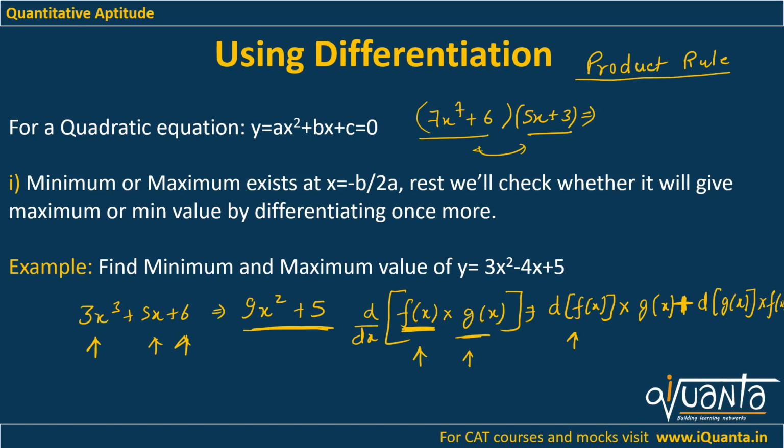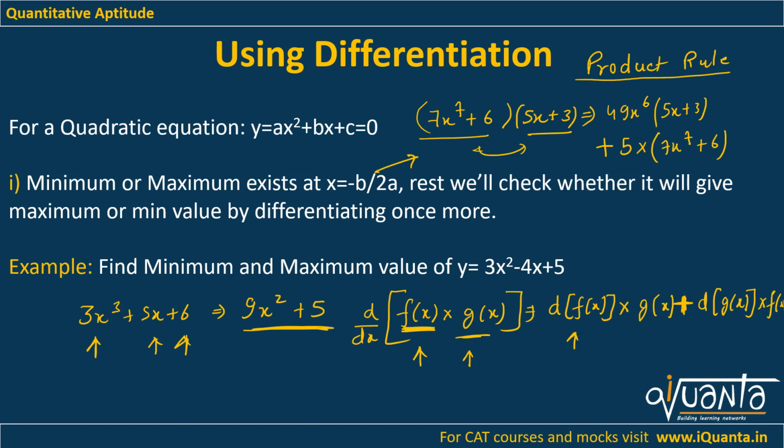So if I ask you to differentiate this expression using product rule, you will differentiate 7x to the power 7 plus 6 first. Its differentiation will be 49x to the power 6, right? And you will write the second term as it is. That means 5x plus 3, plus you will differentiate the second term now. That means 5x plus 3, its differentiation will be 5 and you will write the other term as it is. That means 7x to the power 7 plus 6. I hope you know how to differentiate things now, okay?